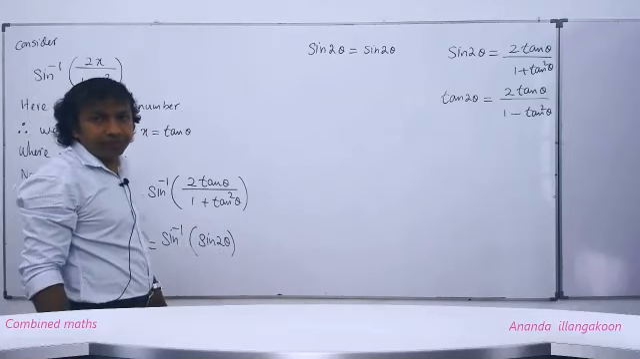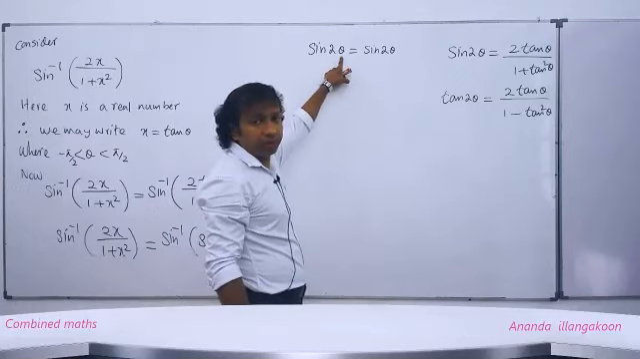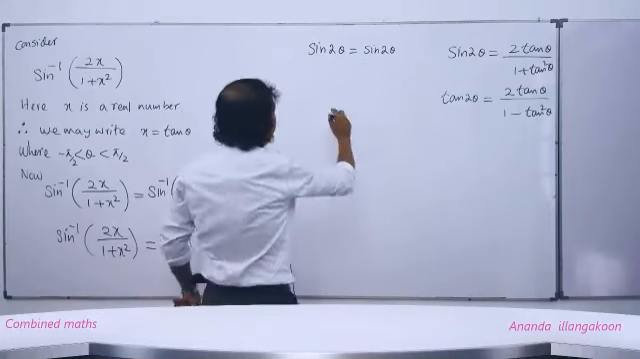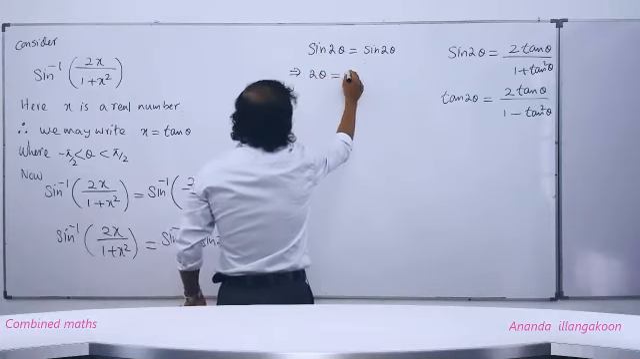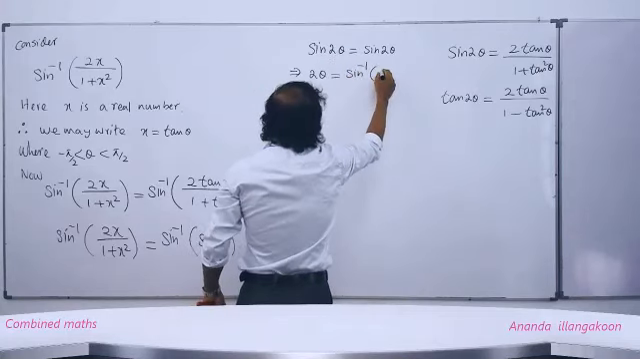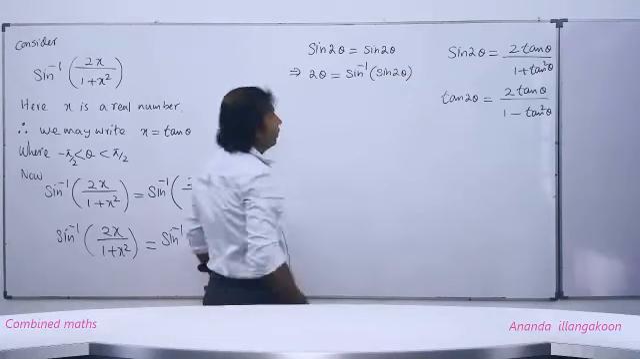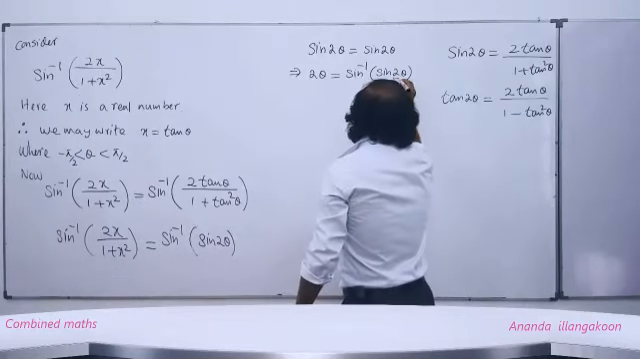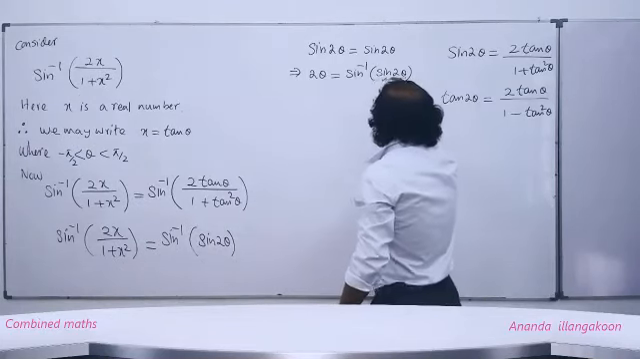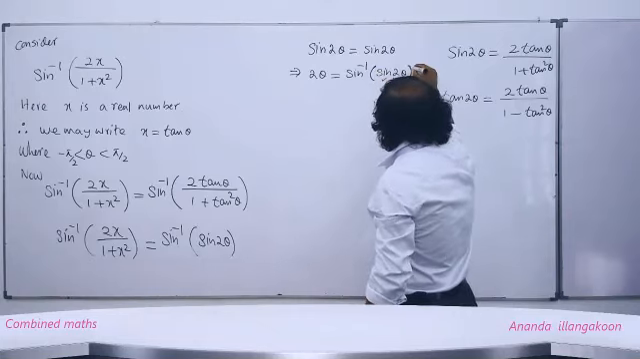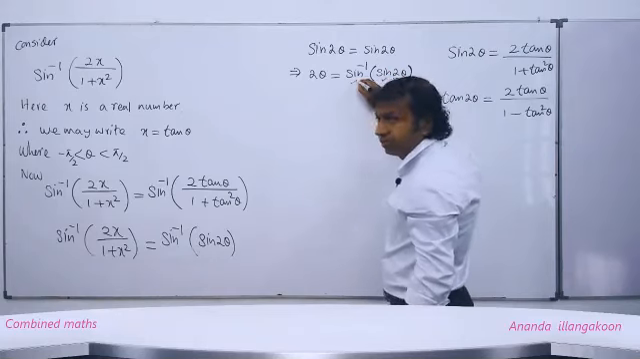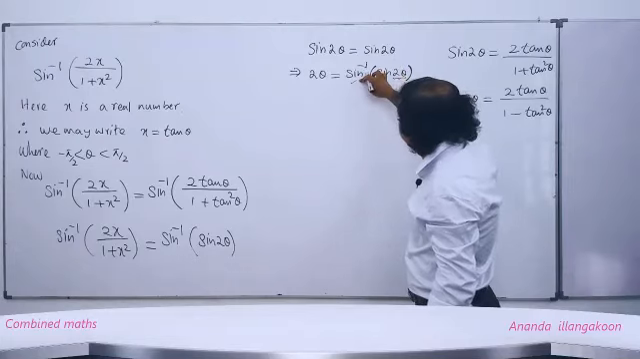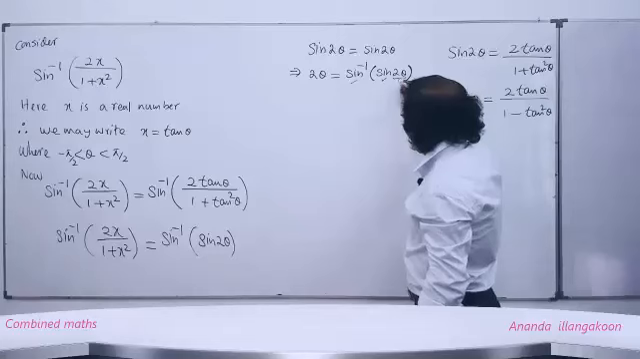Everybody agree with me? If I need to make 2 theta the subject, what should I do? You have to take this sin to the right hand side, and that becomes sin inverse. Understood? Now this implies 2 theta is equal to sin inverse sin 2 theta. This way. This 2 theta is an angle, sine is taken first. Thereafter, of the whole result, we take sine inverse. Angle, sine, sine inverse. Then this one is the answer.